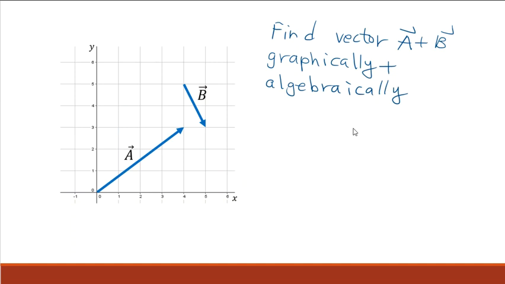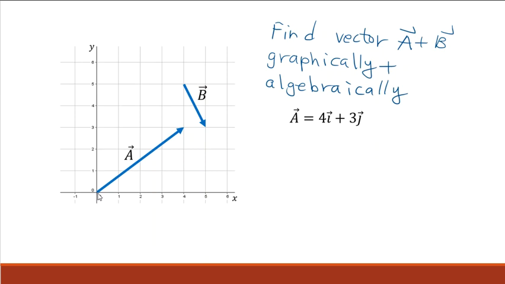Okay, vectors. Find vector a plus b graphically and algebraically. I feel like a lot of students are comfortable with the algebraic way, but maybe not so much graphically. So let's talk about that. For the vector, you only look at the beginning to the end. Don't get thrown off by the coordinate axes.